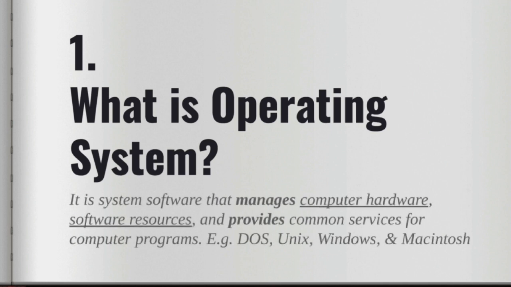Well, operating system is a system software that manages computer hardware and software resources and provides common services for computer programs. For example, DOS, Unix, Windows, and Macintosh. You might be aware of these operating systems as well. Even on mobile, you have the operating systems that you use, such as Android, and on iPhones, you have iOS. So it's basically a system software.